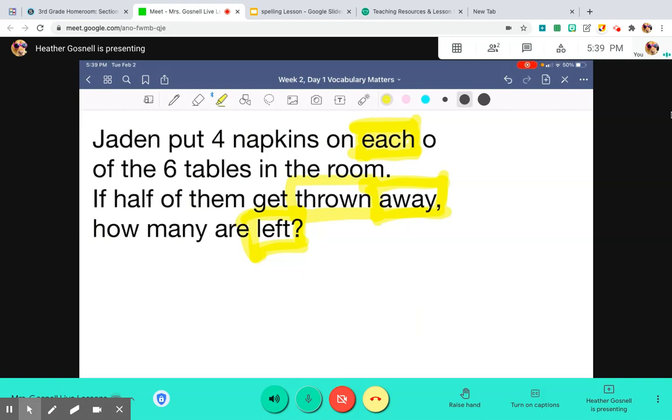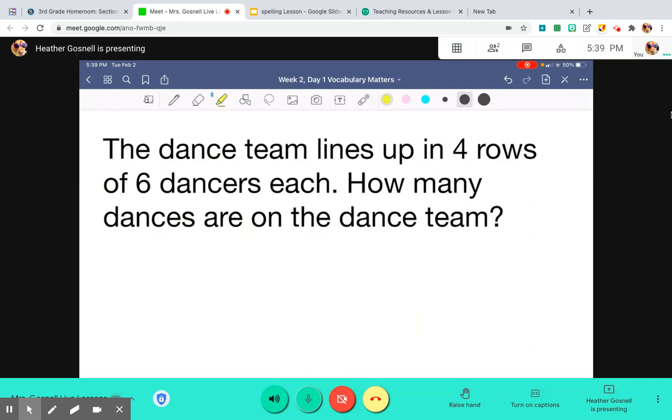We know that this is a two-part word problem. Let's look at this one. Ooh, rows. I should have added that in our multiplication problem category. Rows is a keyword. How many dancers are on the team? If you could say in total. So how many could even indicate that you're finding the total. You have 4 rows of 6 dancers. Each. Here it is. Each is the key word here. I'm going to have to multiply.